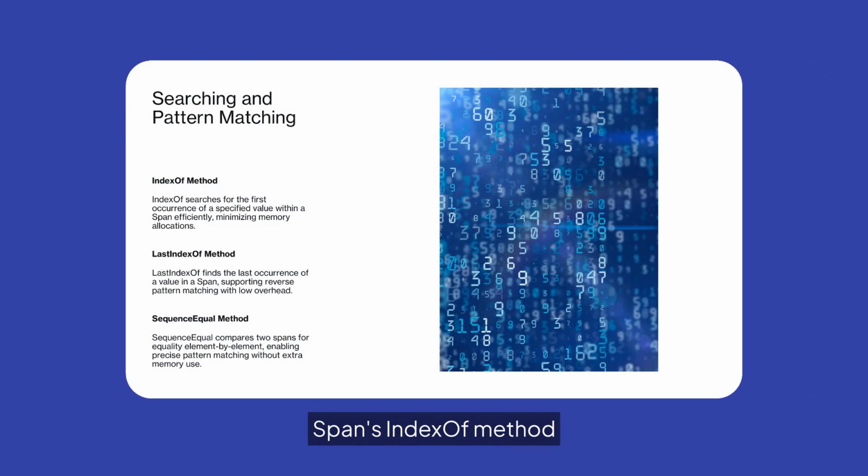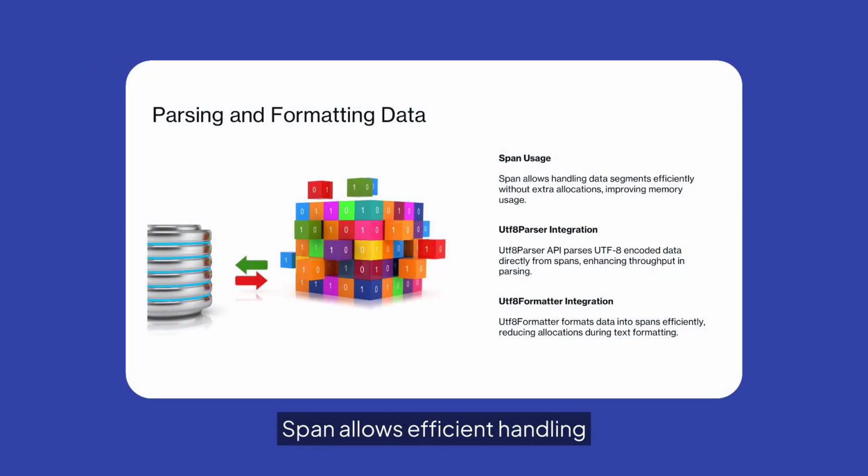Span's IndexOf method efficiently searches for a value, minimizing memory allocations. LastIndexOf supports reverse pattern matching, while SequenceEqual compares spans for equality, enabling precise pattern matching. Span allows efficient handling of data segments without extra allocations. Utf8Parser and Utf8Formatter APIs enhance parsing and formatting, improving memory usage and throughput in data processing.